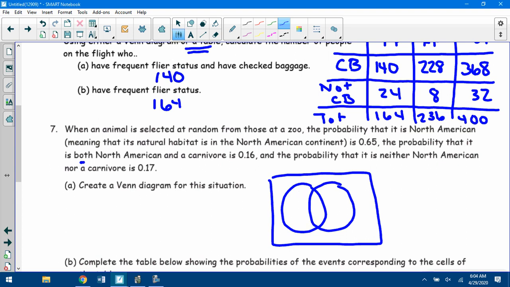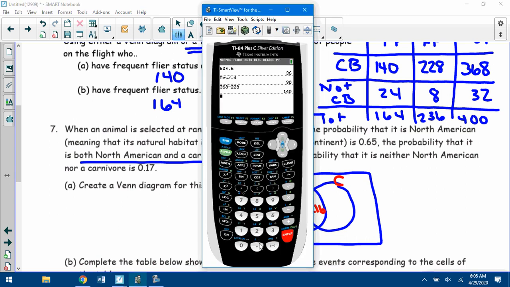And that is, we have this. It's both North American and a carnivore is 0.16. So that's going right here. I saw some people, well, we should label these. North American and carnivore are the two things we're talking about. So you should only have two circles. You don't need yes North American, no North American, because no just means it's outside the circle. So North American is 0.65. Remember, don't put 0.65 here. This whole circle has to be 0.65. So you've really got to do 0.65 minus the 0.16 that's already been accounted for, which is 0.49. That's what goes here.